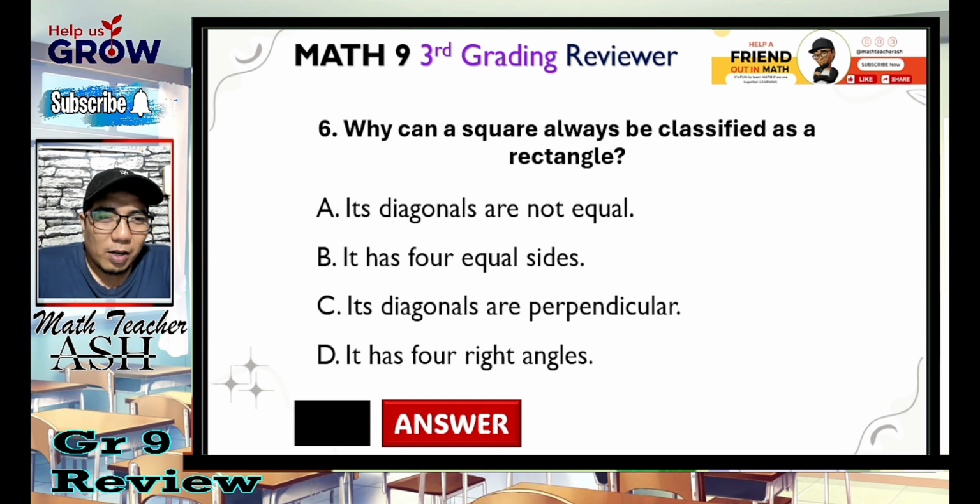Why can a square always be classified as a rectangle? Is it A, its diagonals are not equal? B, it has four equal sides? C, its diagonals are perpendicular? Or D, it has four right angles? I'll give you 5 seconds to think about your answer.